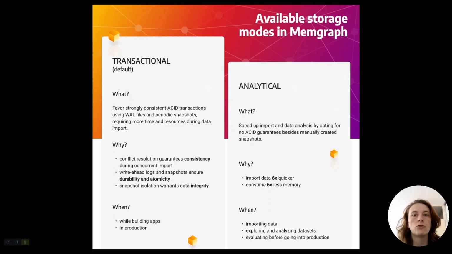So if you change your Memgraph mode to analytical, there are no more snapshots created automatically. There are no more ACID guarantees. There are no more WAL files, and there's zero isolation level. So you can use this mode to import your data using less memory and more quickly. But as I mentioned before, and I'm repeating this on purpose twice, the data really has to be imported, we call it cleanly. So node is created, relationship is created, new node is created, new relationship is created.